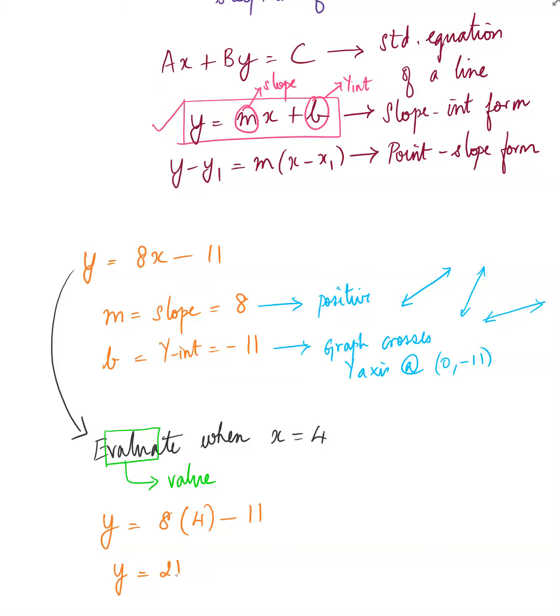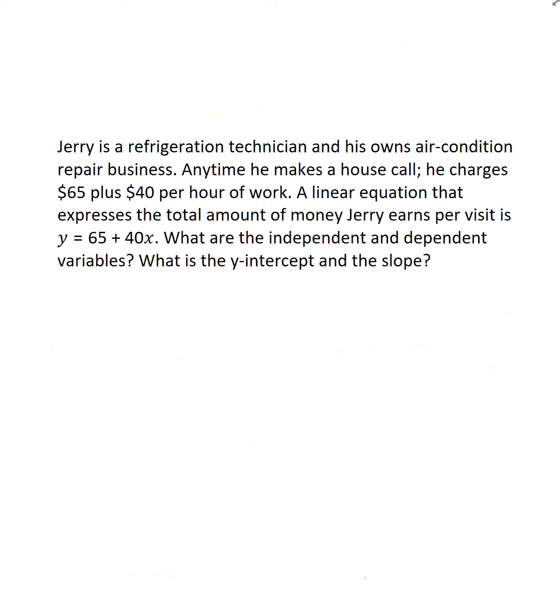So we've seen these in algebra before, so hold on to this and we'll quickly look at our first question. Okay, so Jerry is a refrigeration technician and he owns an air-conditioned repair business. Anytime he makes a house call, he charges $65 plus $40 per hour of work. A linear equation that expresses the total amount of money Jerry earns per visit is given to be y equals 65 plus 40x. What are the independent and dependent variables? What are the y-intercept and the slope?